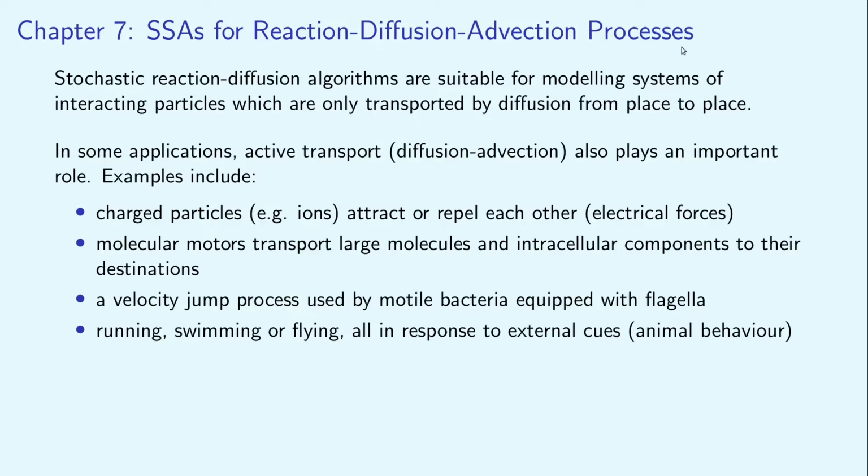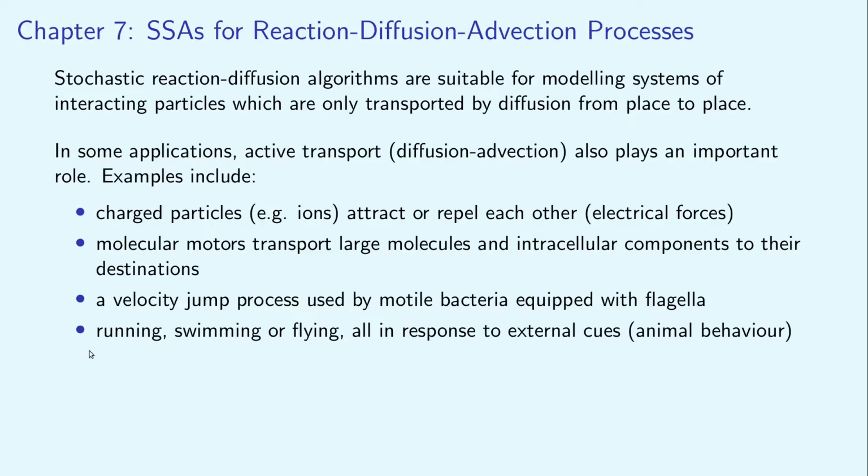In chapter 6, we discussed stochastic reaction-diffusion algorithms, which are suitable for modeling systems of interacting particles which are only transported by diffusion from place to place. However, in some applications, active transport also plays an important role. I have listed here a few examples, going all the way from the small atomistic molecular world to collective animal behavior.